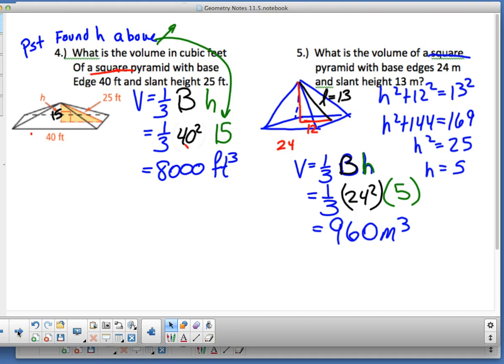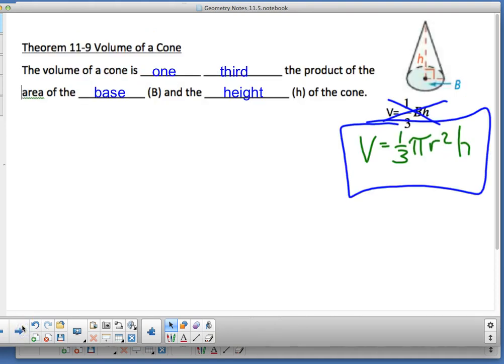Okay, now we've got one more shape to do: cones. Well, I've got news for you. They come to a point just like pyramids. So we're going to do 1/3 area of base times height. Base area is pi r squared, right? So we have pi r squared as our base area. So 1/3 pi r squared h. That is the volume of a cone.